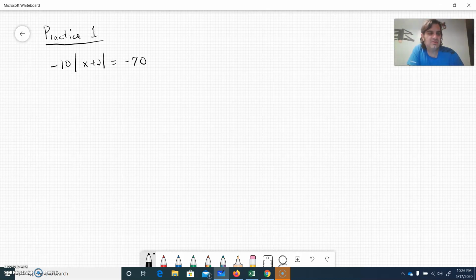The question was, or the equation was, negative 10 times the absolute value of x plus 2, and then that's equal to negative 70. So remember on these, the first thing we want to do, if we have an absolute value equation, is we want to isolate the absolute value. Okay, and let's highlight that right now. That is the absolute value of x plus 2.